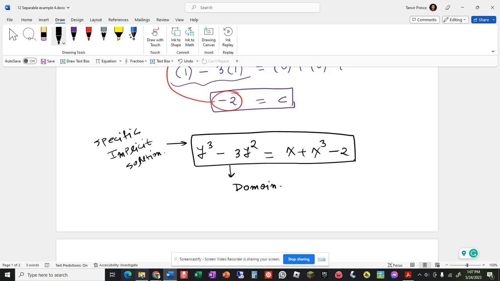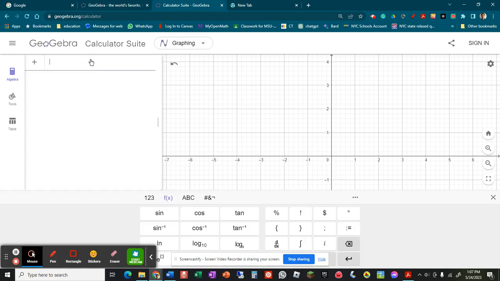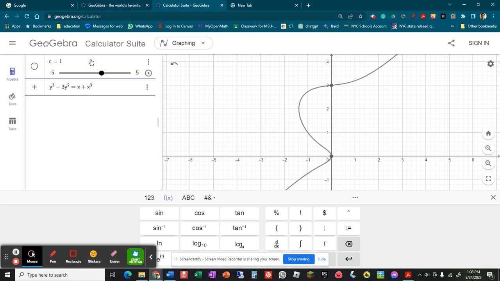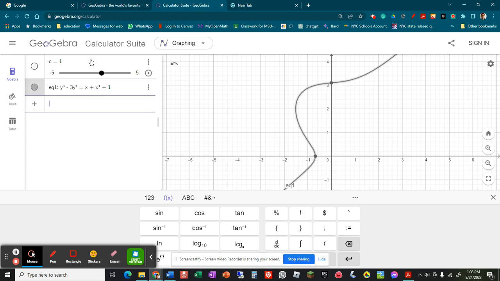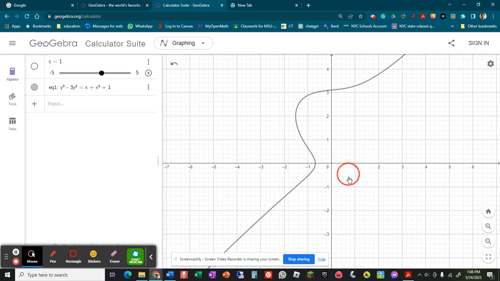So I'm going to start with the general solution. So again, going to GeoGebra. Okay, so let's start with the slider c. And then I'm going to put the general solution, y cubed minus 3y squared equal to x plus x cubed. I always like GeoGebra and the different types of pictures we get. So at this moment, my c is 1. And you can see there's the picture.